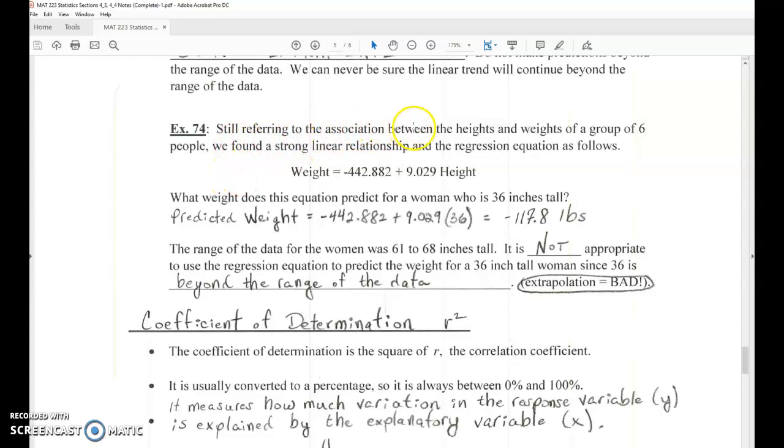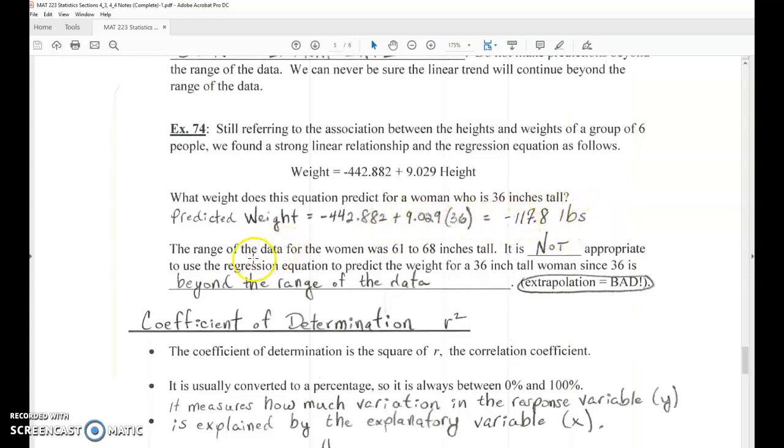Still referring to the association between the heights and weights of a group of 6 people. Remember, we had height trying to predict weight, and we came up with this regression line equation, y equals b plus mx: weight equals minus 442.882 plus 9.029 times height. What weight does this equation predict for a woman who is 36 inches tall? Let's say we have a really short woman. That would predict her weight to be minus 442.882 plus 9.029 times 36, or negative 117.8 pounds. It doesn't make any sense.